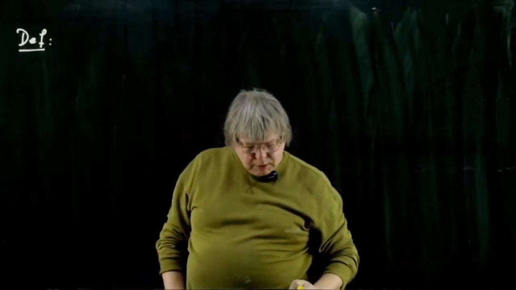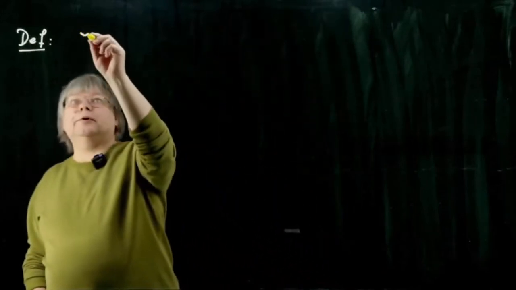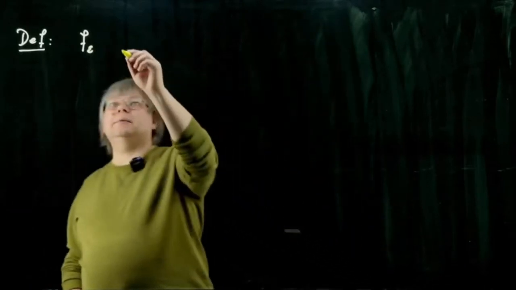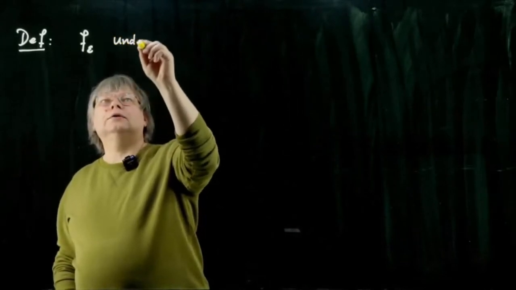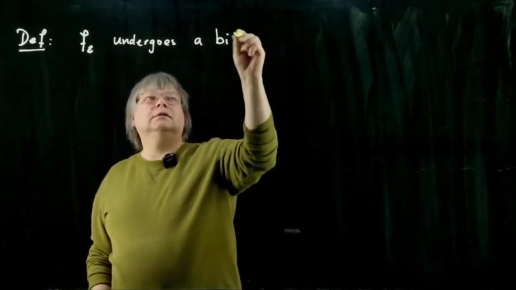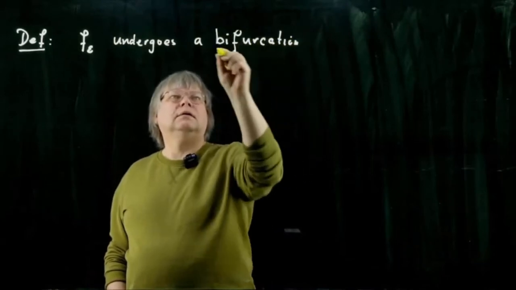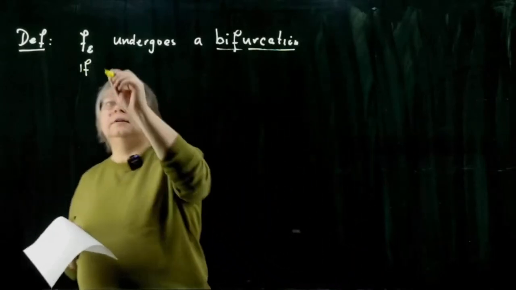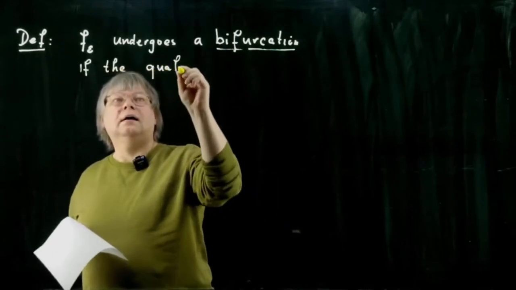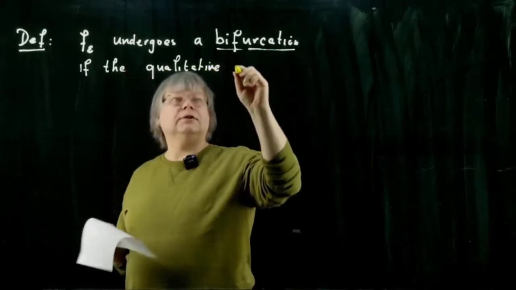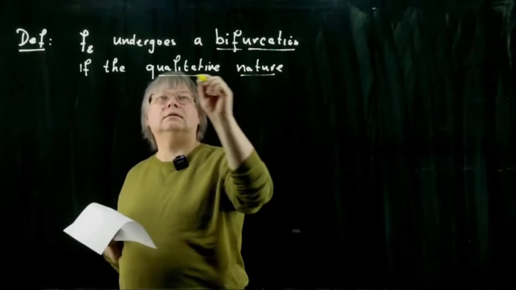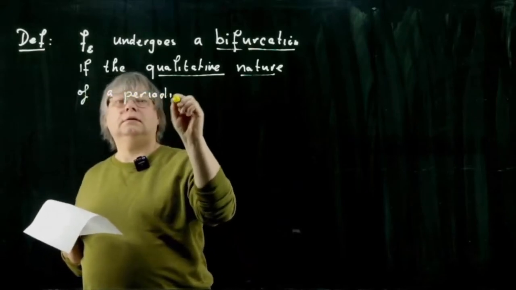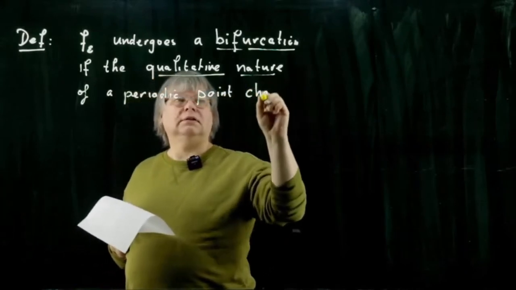Okay, the definition is as follows. So now we're going to put a parameter to my map. Let's do it for the map. And the parameter is epsilon. And we say that this family, one parameter family, undergoes a bifurcation if the qualitative nature of some feature, in this case a periodic point, changes.